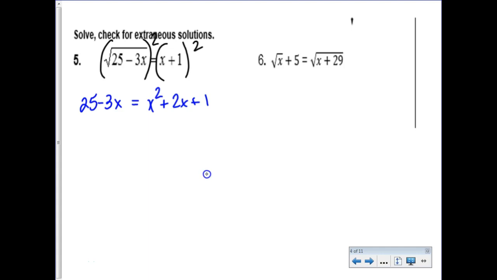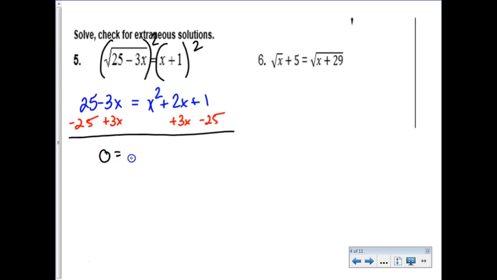And then your approach depends on what you're looking at. I'm looking at a quadratic, so usually when quadratics pop up on these questions, that means we're going to be able to factor. So let's get it in standard form. I'm going to add the 3x over. I'm also going to subtract the 25. So we get x squared plus 5x minus 24. Yeah, that should factor nicely.